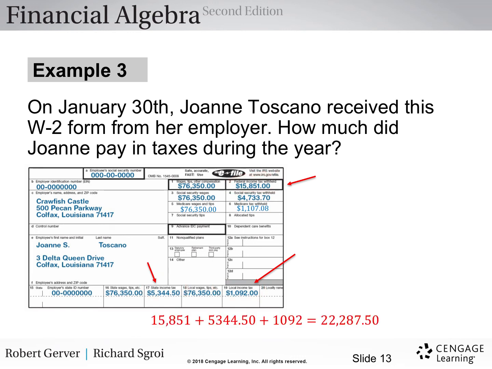Now, if we add these three figures together, the federal, state, and local, we come out with her total taxes that were paid in the previous year were $22,287.50. This is income taxes, federal, state, and local.